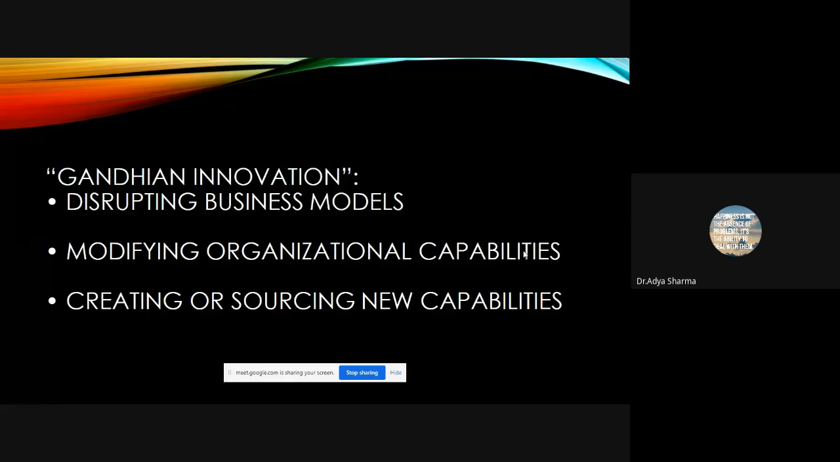Which is so surprising. So what is the Gandhian model? It says that there are three steps, if we look at the Gandhian model for innovation. The first, disrupt business models. Second, modify organizational capabilities. And third, create or source new capabilities.